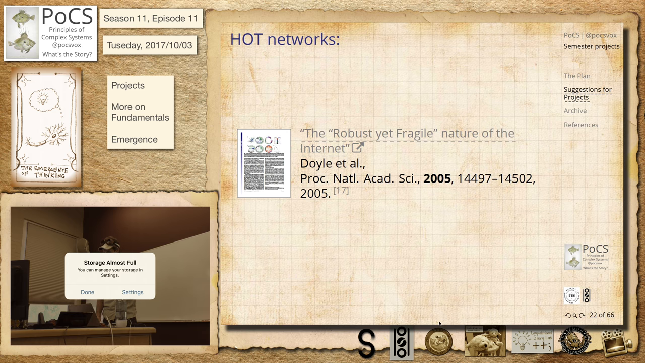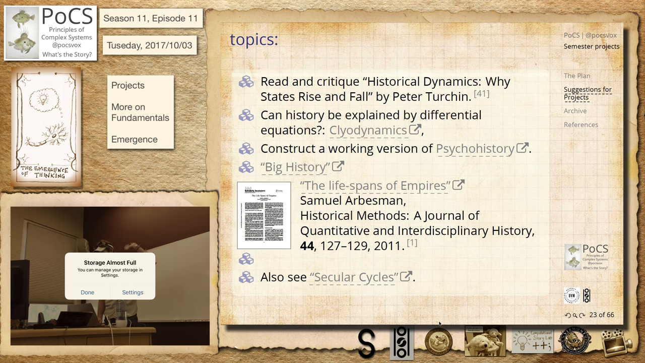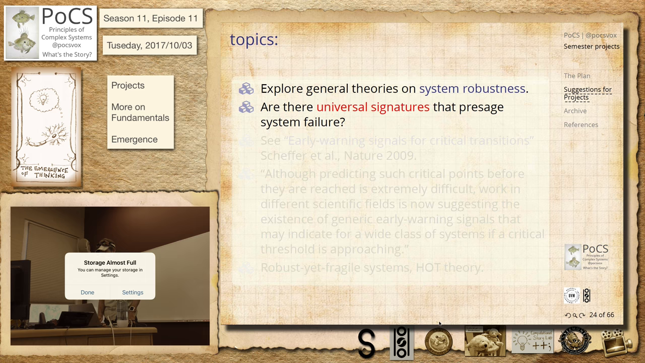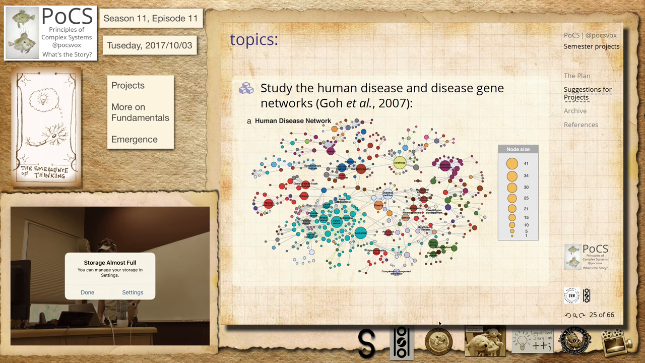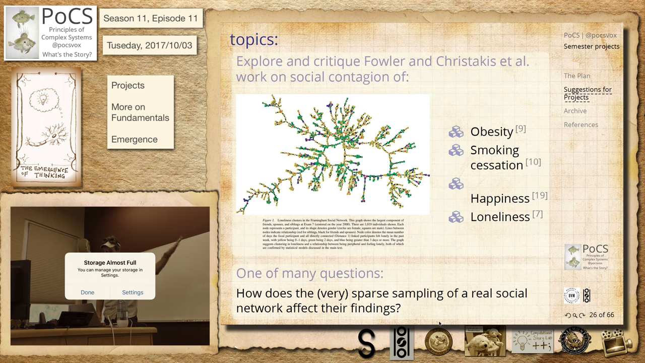Robustness, this is the internet. Capital I. Lots of other things. This is the rise and fall of history, lifespans of empires. System robustness. This is human disease, if you like networks. I don't think anyone should do this, actually, but it's the spread of, we'll talk about this later on, social contagion. You don't have to worry about that one.